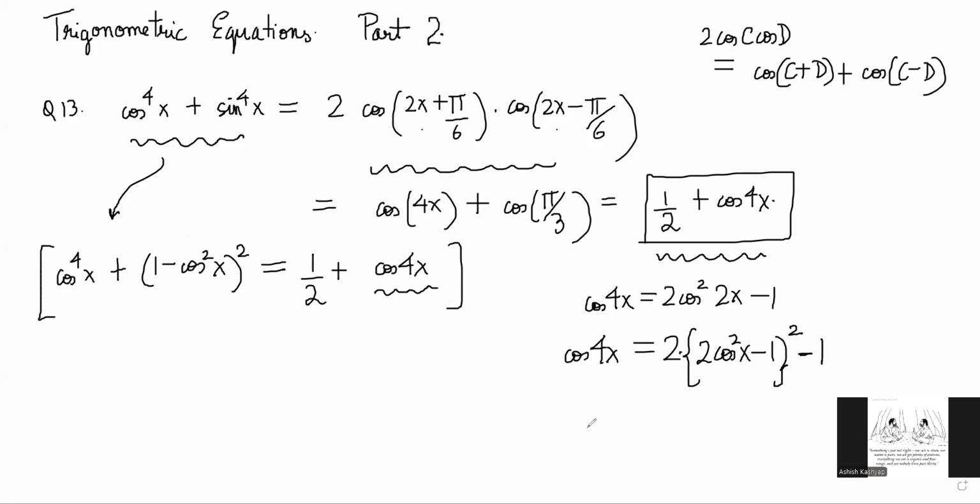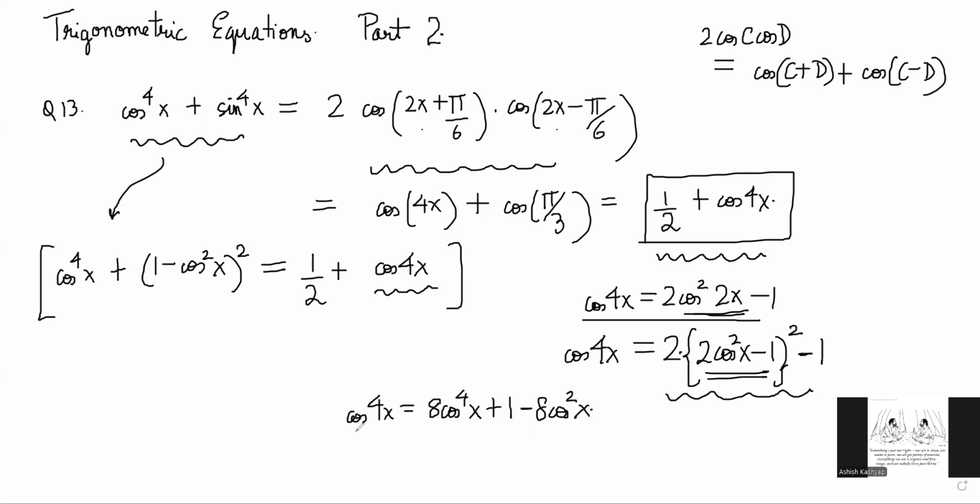Do you understand what I'm doing? Yes, sir. Using the double angle formula to convert it like this, and again using the double angle formula here. So basically I will get only powers of cos here. So if you simplify it a little bit, you'll get cos 4x is equal to, this becomes 8 cos power 4x plus 1, minus 8 cos square x. This is what we are getting.